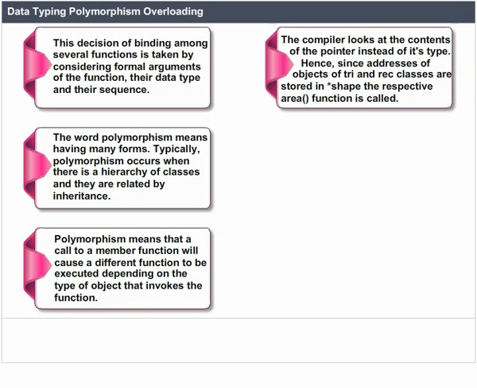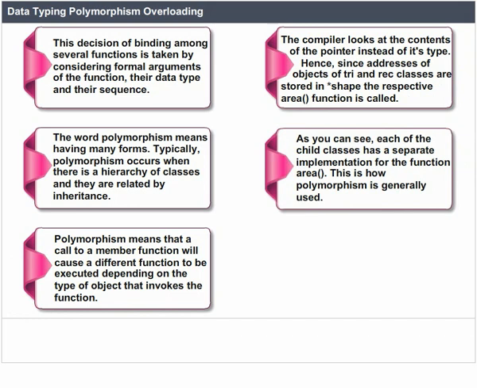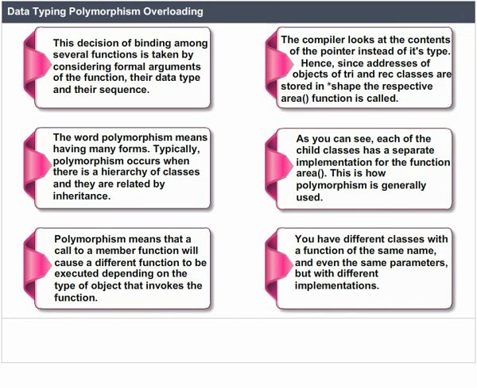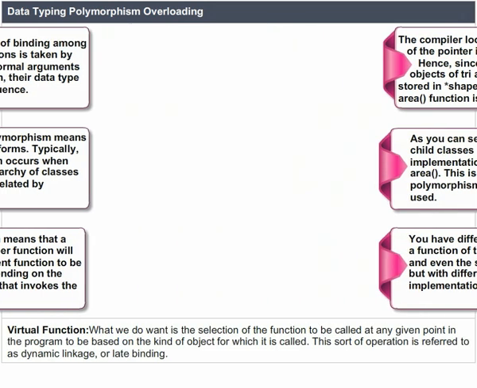Hence, since addresses of objects of tri and rect classes are stored in shape, the respective area function is called. As you can see, each of the child classes has a separate implementation for the function area(). This is how polymorphism is generally used. You have different classes with a function of the same name and even the same parameters, but with different implementations.